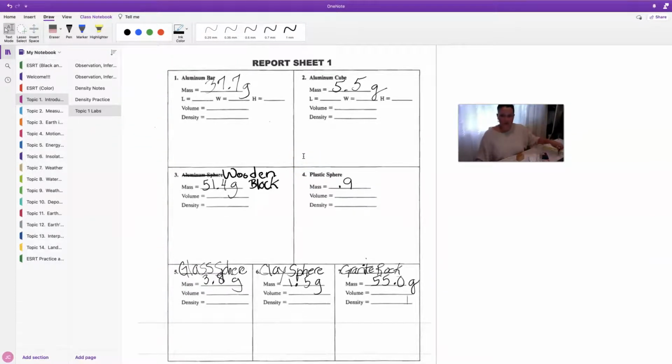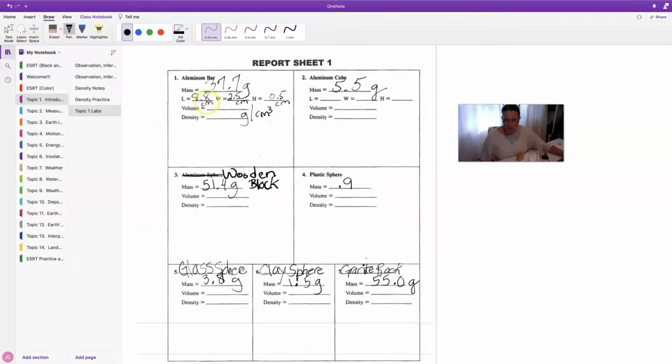So let's do this. Your aluminum bar length was 8.8 centimeters. Make sure you have your centimeters in there for each one. 2.5 centimeters, right? And your height was 0.5 centimeters. Your job is to multiply all three of these to get your volume, and then you do mass divided by your volume to get your density. Now remember, your mass was in grams, and your volume is going to be in cubic centimeters.